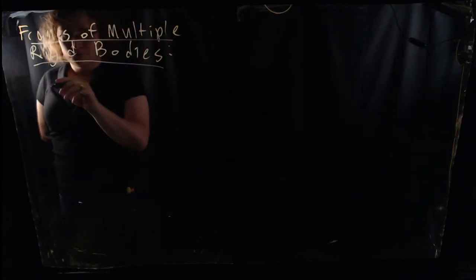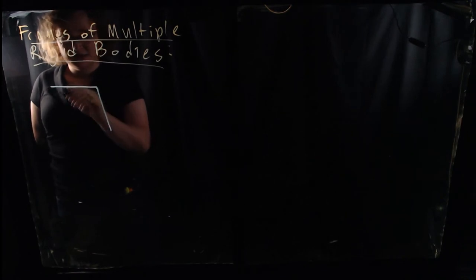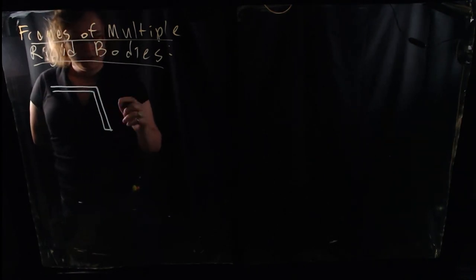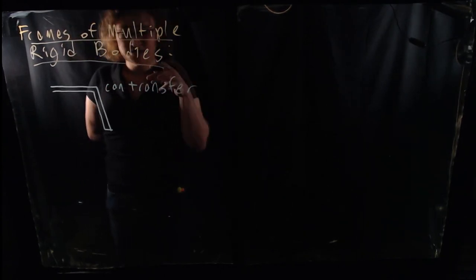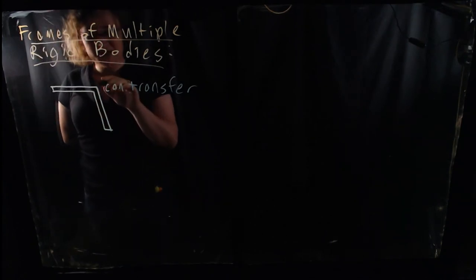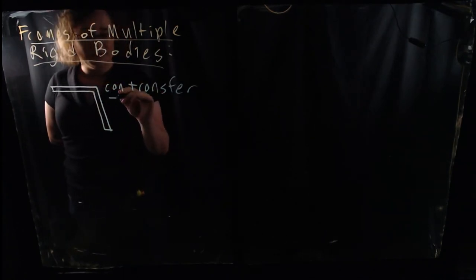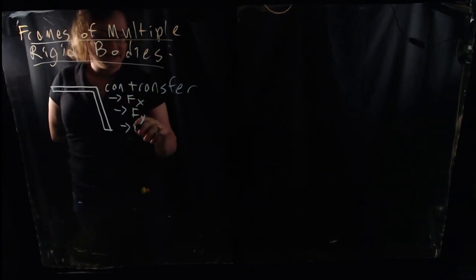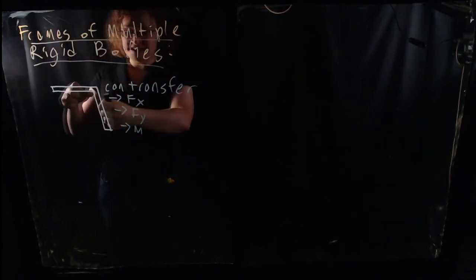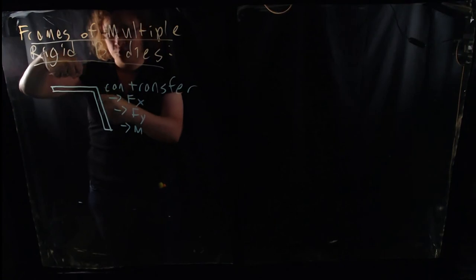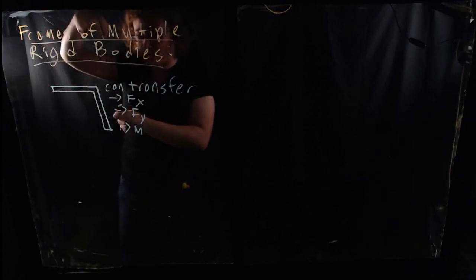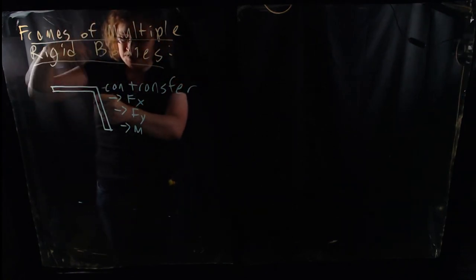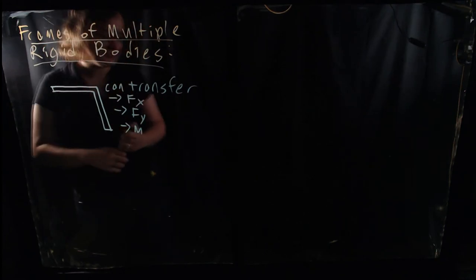By default, if two members intersect and are joined rigidly together, they can transfer a force in the x direction, a force in the y direction, and a moment. In other words, if I hold on to this piece and pull it to the left, it will be capable of resisting a horizontal force. If I try to pull it up, that joint will be capable of transferring that vertical force. If I try to twist this beam while holding this one here, that joint will be capable of transferring that force.